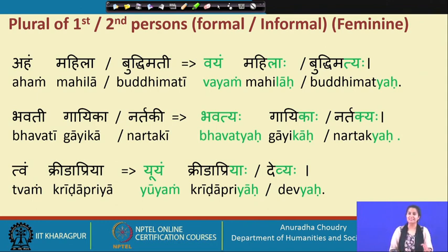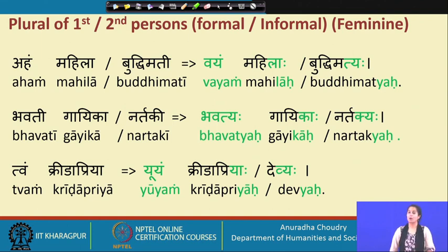Now what happens when you have a long sound? So bhavati gayika. Now the mind has to be very alert because you have to remember that the words ending with a get a different plural ending for the feminine case. So we have bhavatyaha gayikaha. So although it is a feminine word, because of the ending, the way it is declined with the plural is different. Okay, so keep that in mind.